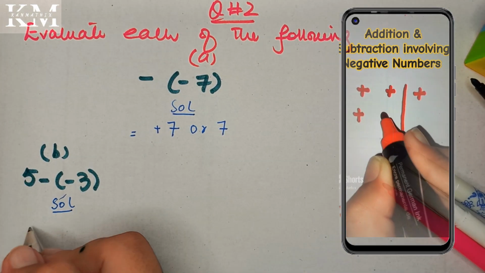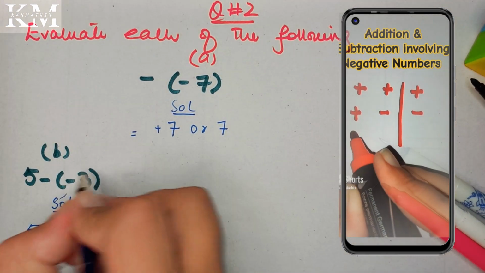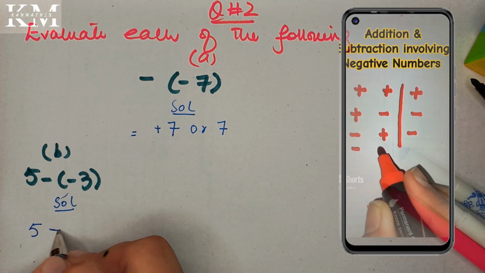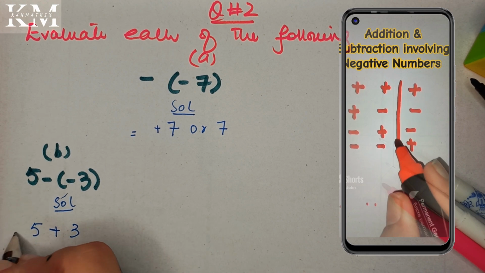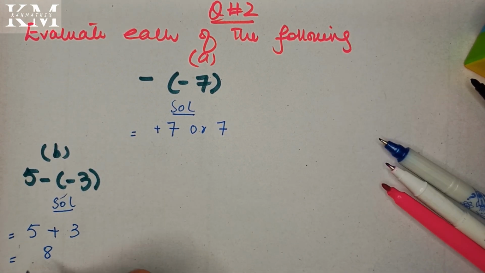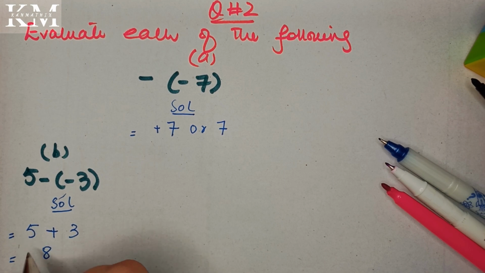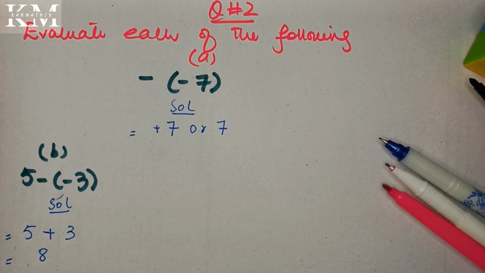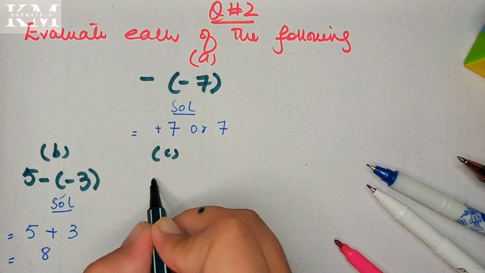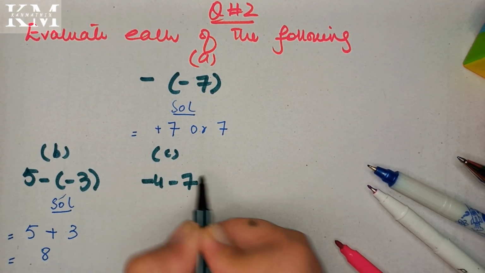Okay, now students, you have to target the bracket first. So minus minus, it will give you plus, and now you have just only one sign. So 5 plus 3, 8, and sign is of the bigger term and the bigger term is positive, so you got the positive number. -4 minus 7.